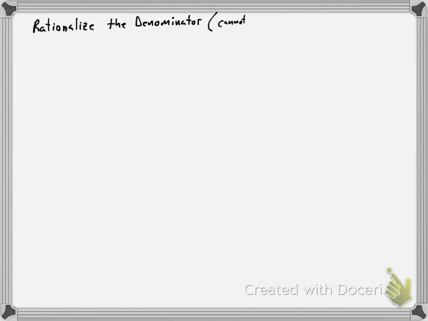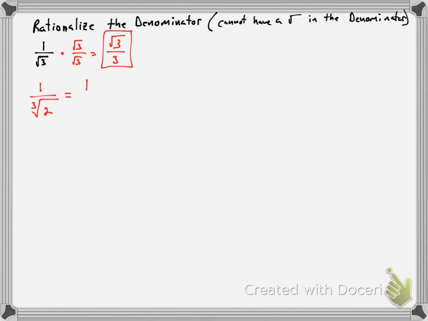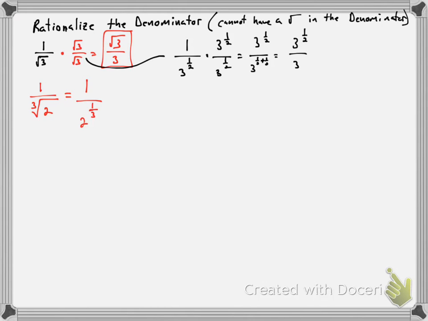Rationalizing the exponents, or rather rationalizing the denominators. What that means is you cannot have a square root in the denominator. Okay. Notice I'm showing you how come 3 to the 1/2 times 3 to the 1/2 equals 3 to the 1st. We get rid of the denominator.